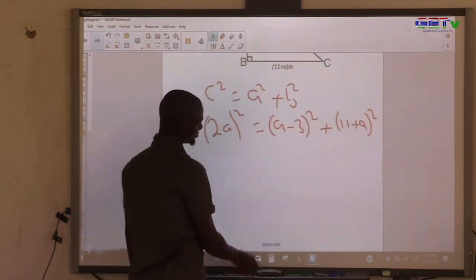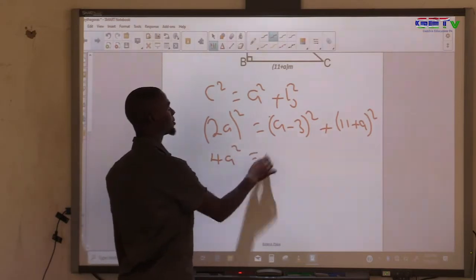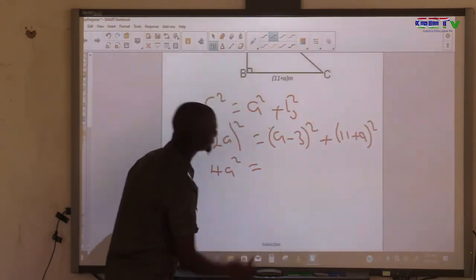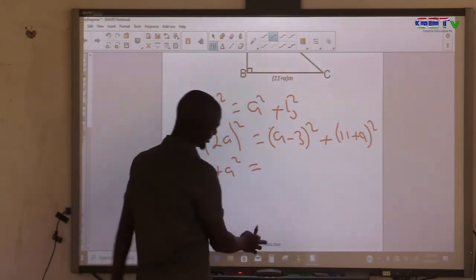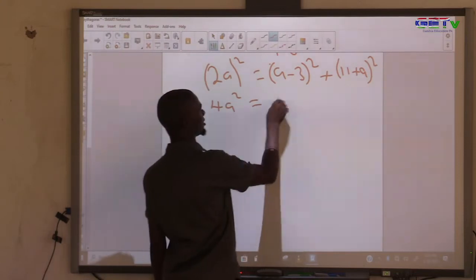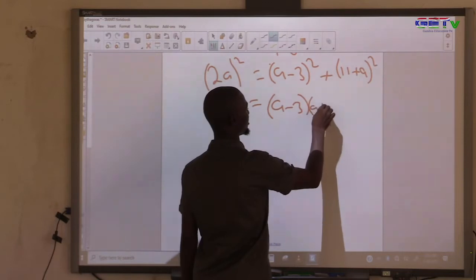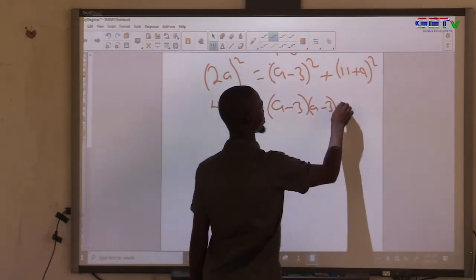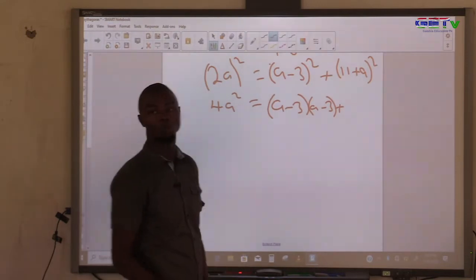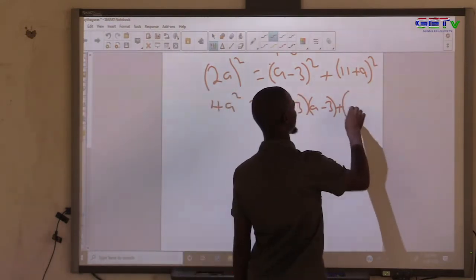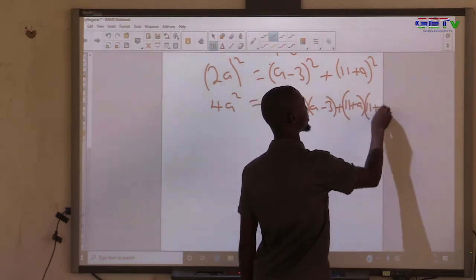We expand this. If you expand this, this is 4A square is equals to A minus 3 whole square. That is A minus 3 times A minus 3. Then plus 11 plus A whole square. That will also give us 11 plus A and 11 plus A.